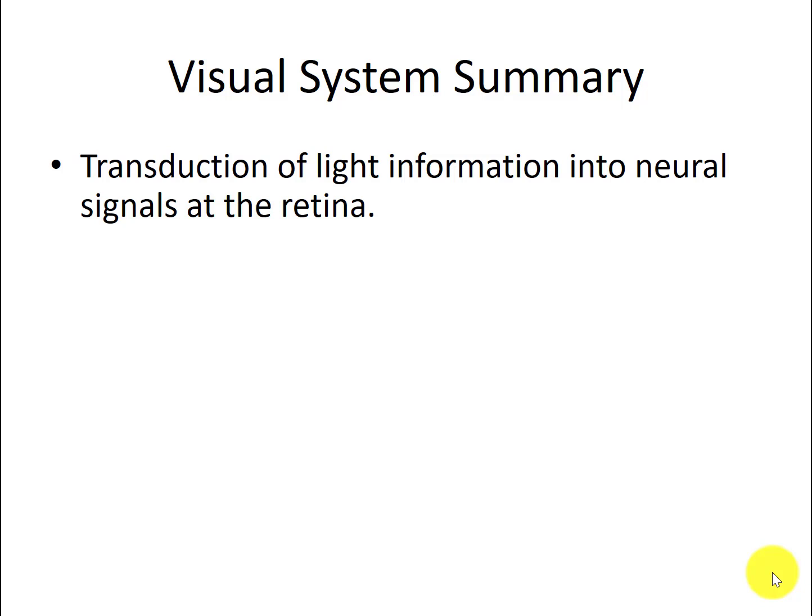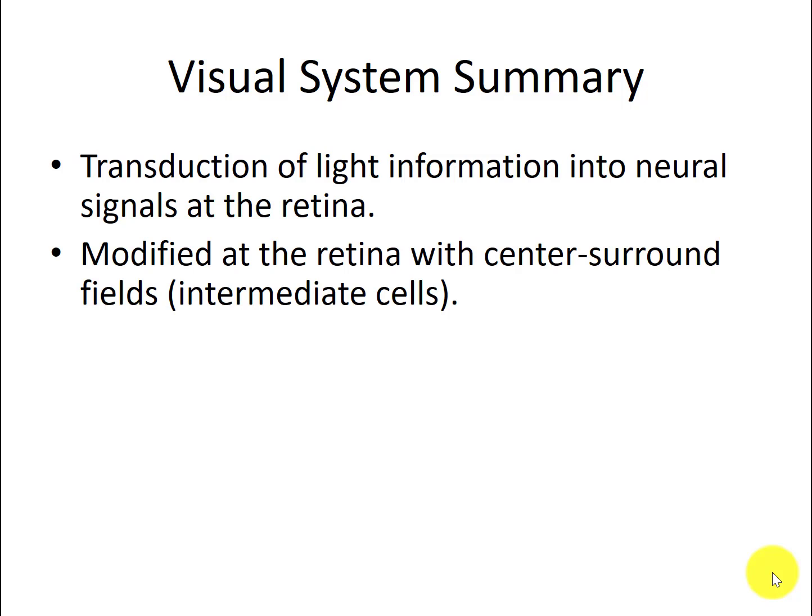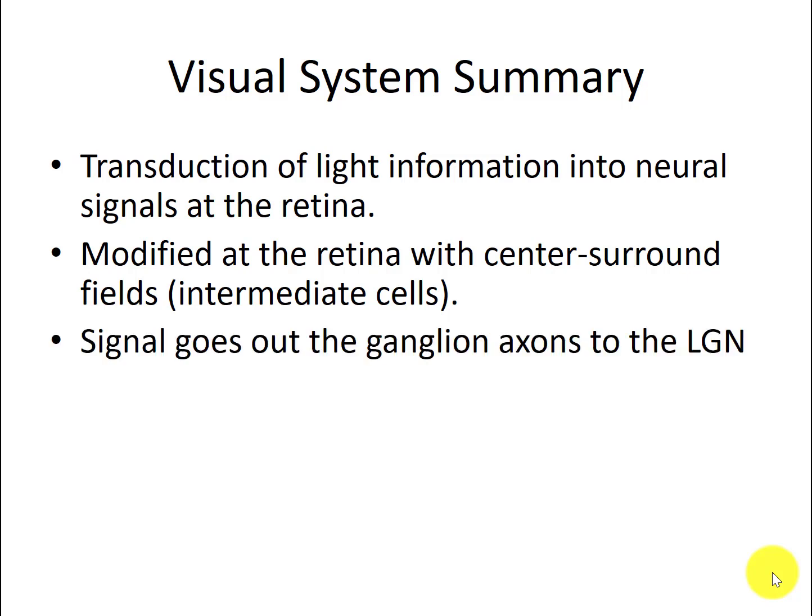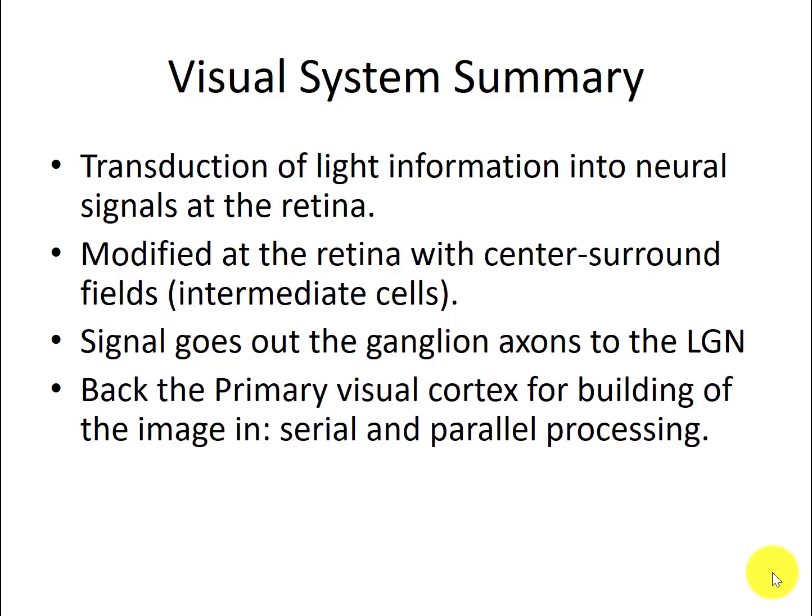So let's summarize. We get the transduction of light information into neural signals at the retina. Photoreceptor cells are now sending information to intermediate cells and ganglion cells. Light edges are modified with center surround fields in the intermediate cells and the ganglion cells. Signals are going out the ganglion axons, P cells from the fovea, M cell ganglion cells from the periphery to the LGN. All the way back to the primary visual cortex where we begin to build the image up.